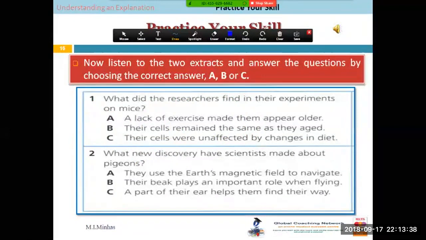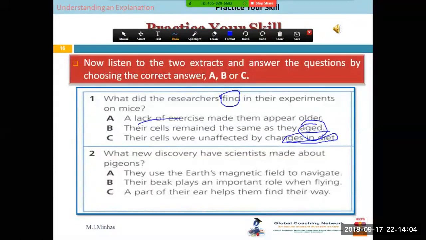What is the focus of the question? They found something during their experiments, and that finding was about aging, reasons for old age or aging of cells. One reason was lack of exercise, then the other reason was diet or something. So this was the focus here.